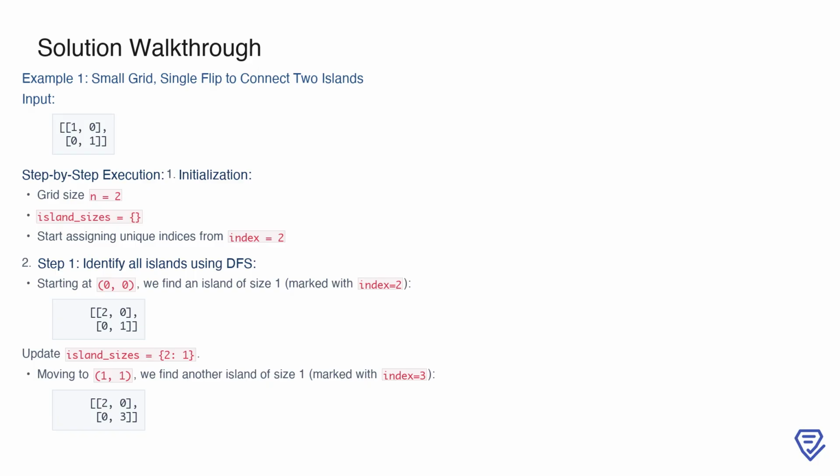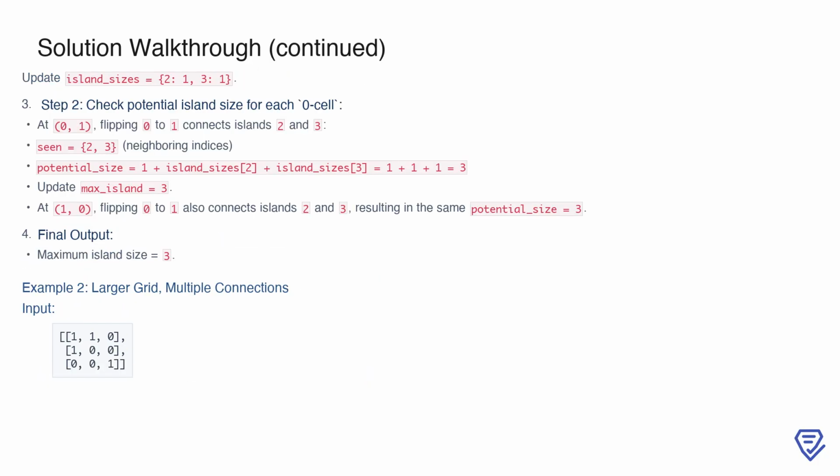Next, we use a depth-first search, DFS, to identify all distinct islands. Starting at 0, 0, we find the first island of size 1 and mark it with index equals 2, updating the grid and island_sizes to reflect this information. Then, we move to 1, 1, where we discover another island of size 1, marking it with index equals 3 and updating our data structures accordingly. At this stage, the grid now shows 2 distinct islands, and island_sizes holds their respective sizes, 2: 1, 3: 1.